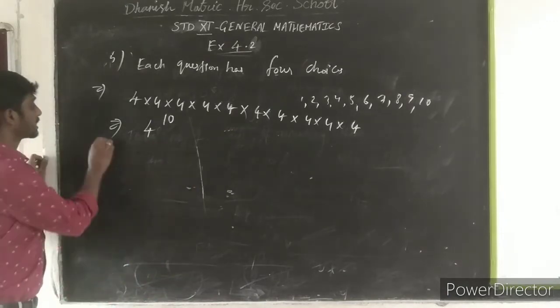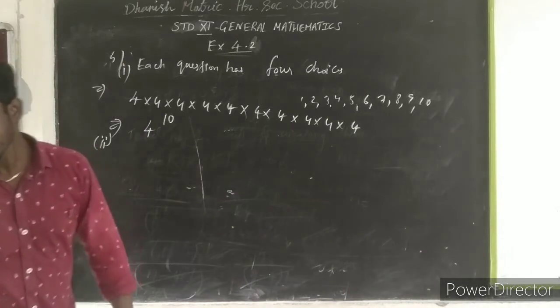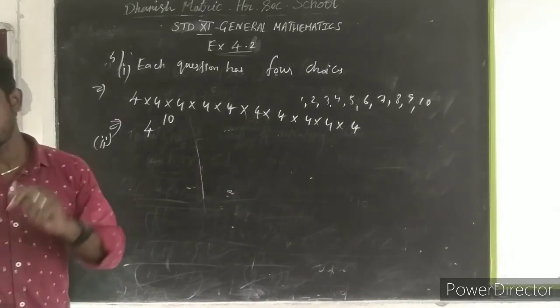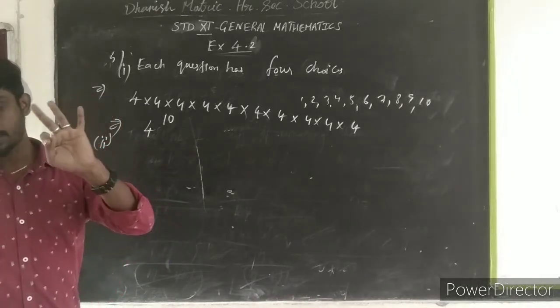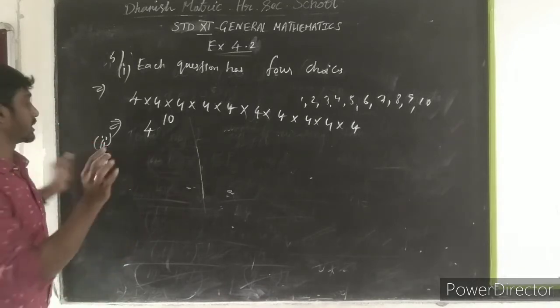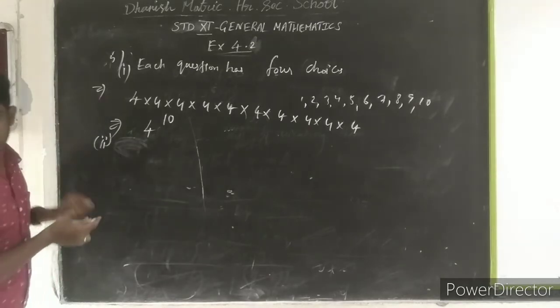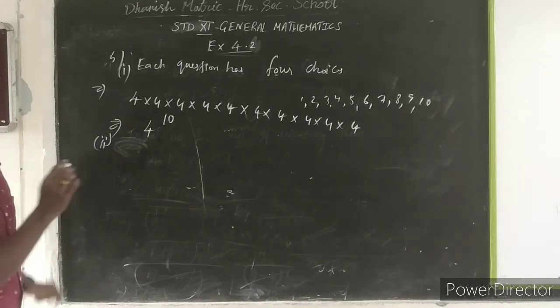So let me see the second subdivision. What is the second subdivision given here? The first 4 questions have 3 choices and the remaining have 5 choices. The first 4 questions have 3 choices. The number of ways of answering the first 4 questions.